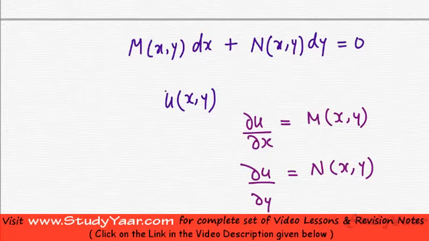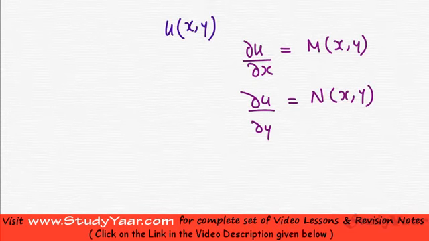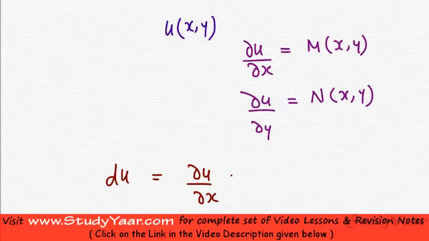We are just assuming that there is a function like this such that the partial derivative of that function with respect to x is M(x,y), and the partial derivative of that function with respect to y is N(x,y). Now, as per my knowledge of partial derivatives, I know that du is going to be equal to what? du is equal to ∂u/∂x dx plus ∂u/∂y dy.